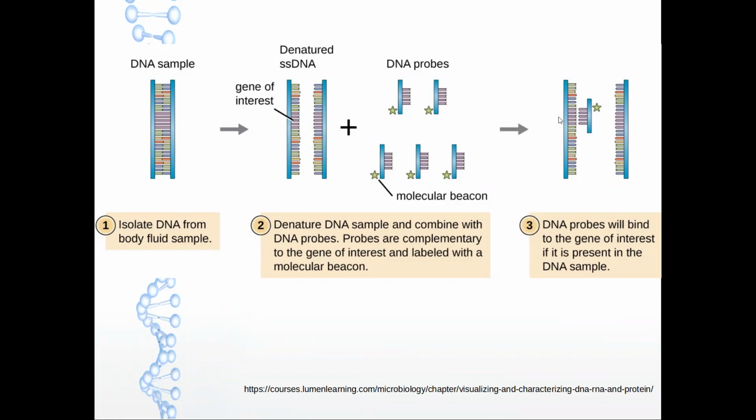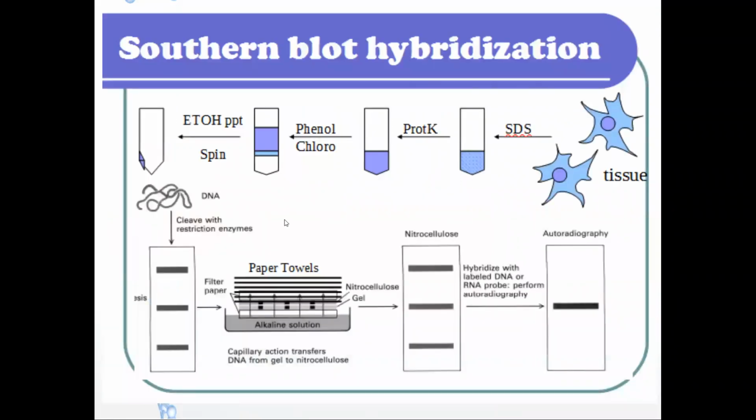So that you can see where the probes are attached, and you would be able to identify the presence of a certain DNA there. And this is where probes come in. So we have the Southern blot hybridization. For the Southern blot hybridization, it's actually very similar to a certain PCR.